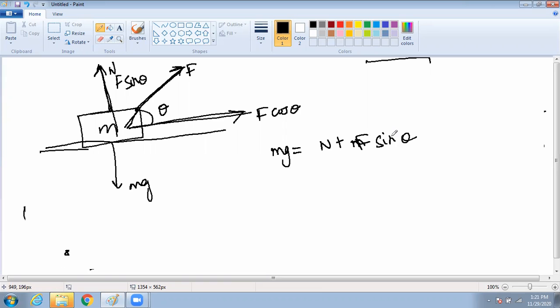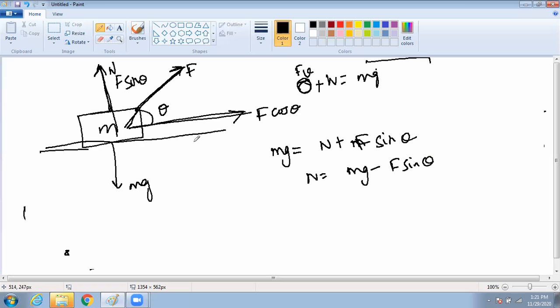Your N is no more equal to mg. Your N plus the vertical component of F is equal to mg. Clear? Then N will be what? N will be mg minus F sin theta. Now next what?